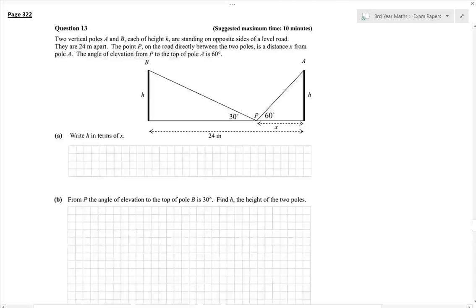Right, so the next question we're going to look at is page 322, question 13. Now, I think we actually have done this question before, but I'll do it again anyway.